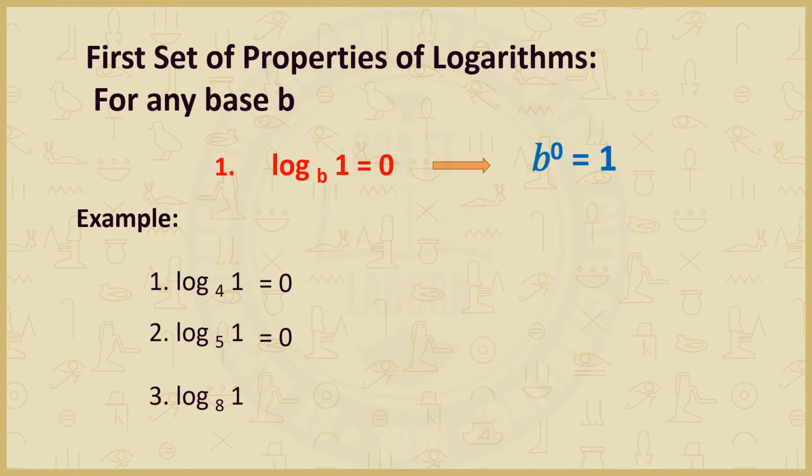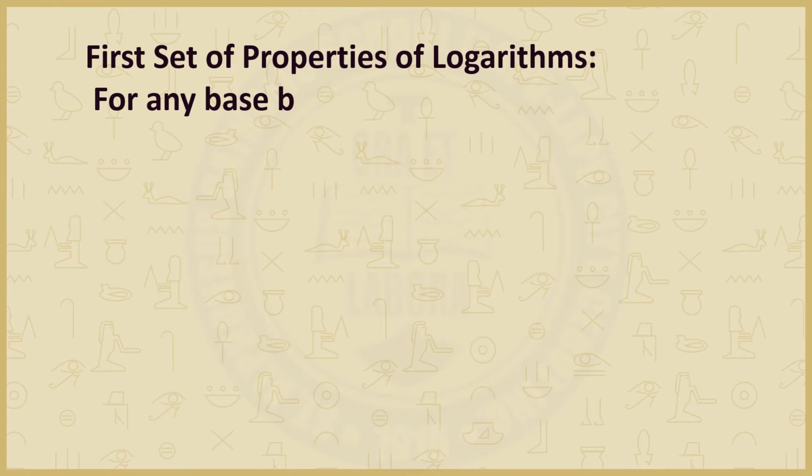How about the logarithm of 1 to the base 8? What is the answer? Yes, it is 0. The logarithm of 1 to the base 20 is equal to 0. And the logarithm of 1 to the base 15 is equal to 0. For the second property of logarithms, for any base b, the logarithm of b to the base b is equal to 1. Example: the logarithm of 4 to the base 4 is equal to 1.